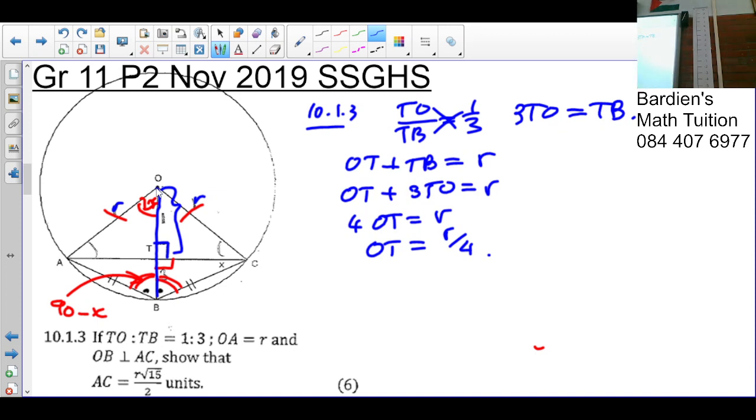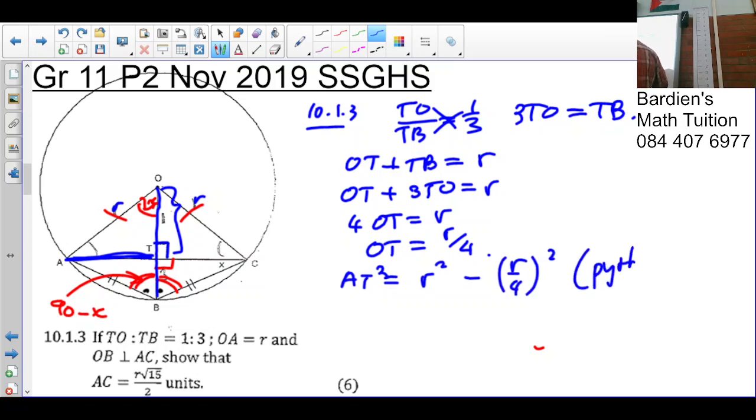Then they actually wanted AC. So I'm going with AT first by using Pythagoras. AT squared is equal to R squared minus R over 4 squared. This is Pythagoras with angle OTA equals 90 degrees. Do I need to say that's a kite and perpendicular? No, I already said that in my previous question. Okay, so this is simply going to be R squared minus R squared over 16.